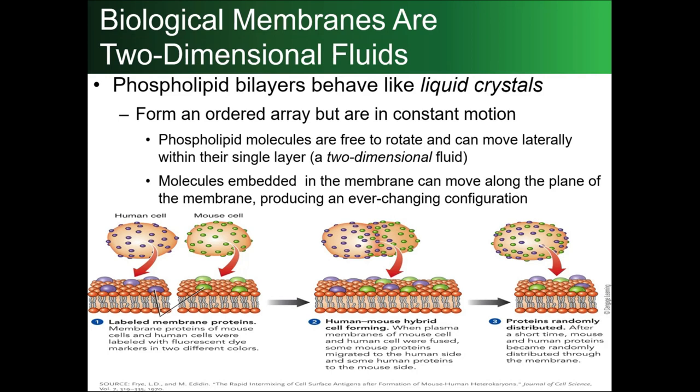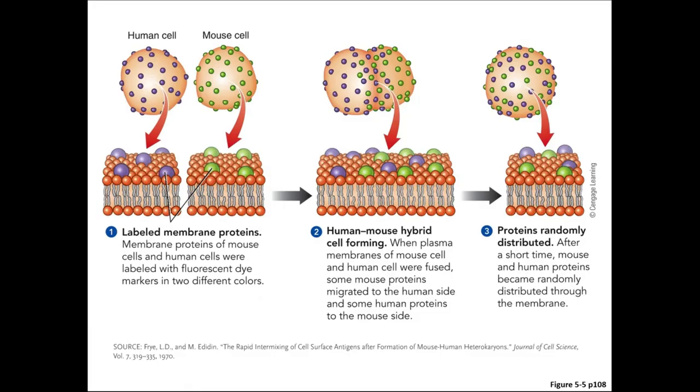As David Frye and Michael Edidin elegantly demonstrated in the 1970s, they conducted experiments in which they followed the movement of membrane proteins on the surface of two cells that had been joined. So if we look at this experiment, which is fully illustrated, I will maximize the picture to make it more comprehensible.